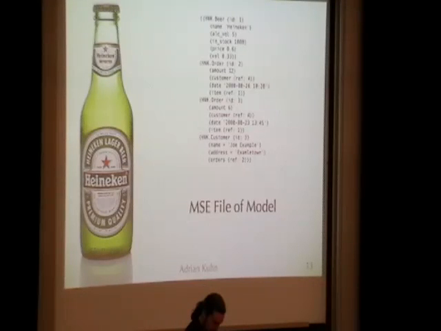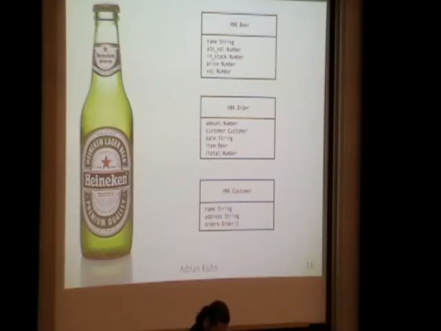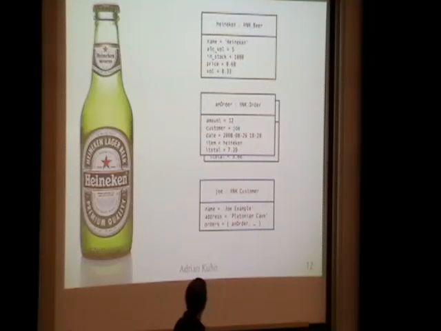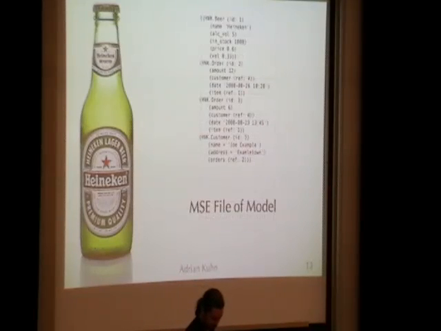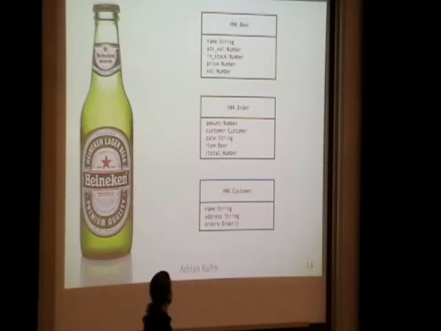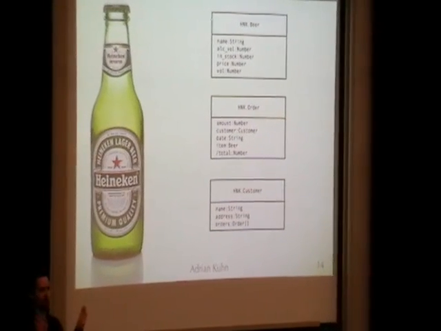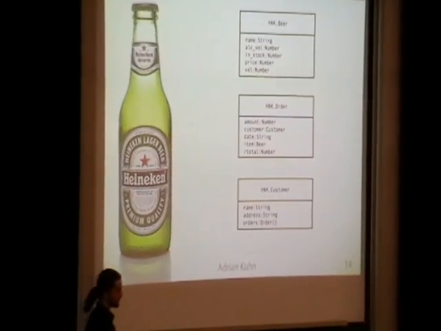Let's go back here. So if this is our model, then there is a corresponding meta model to it, which we see here. So we have a beer class, an order class, and a customer class. And those are all FAME classes, so they are not Smalltalk classes. I will later on talk about the causal connection between Smalltalk classes and FAME classes, because of course we will map the FAME classes to Smalltalk classes in some way.